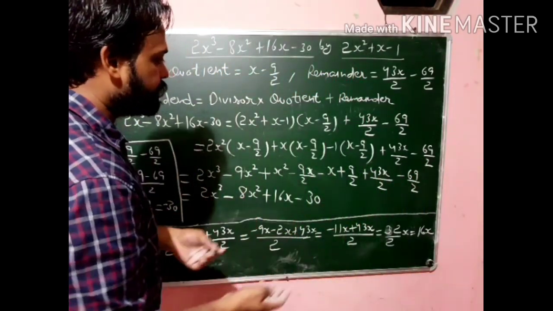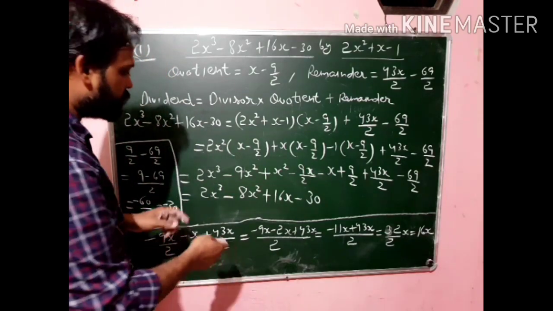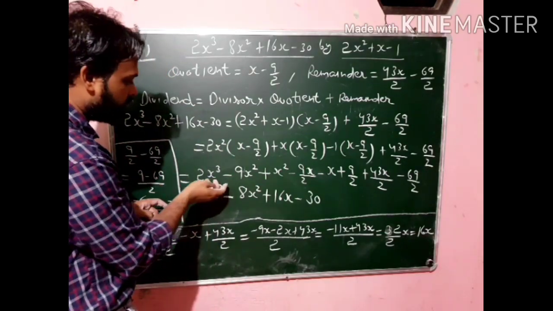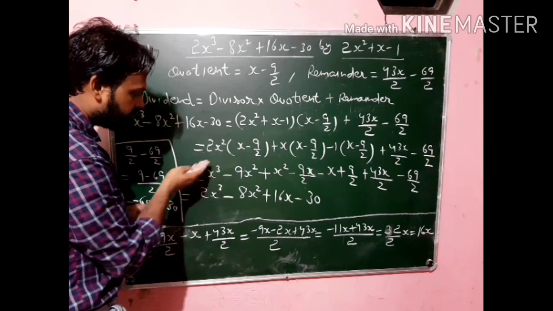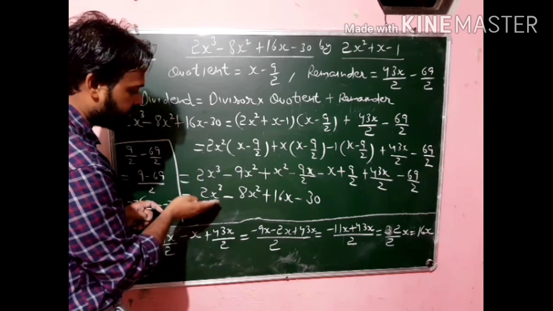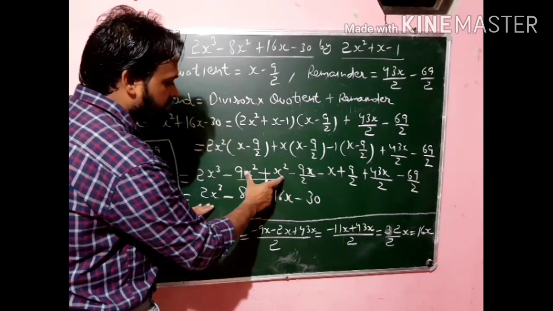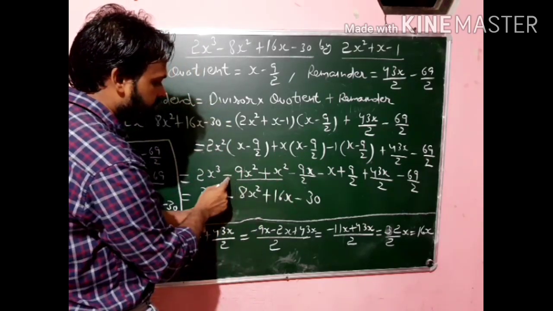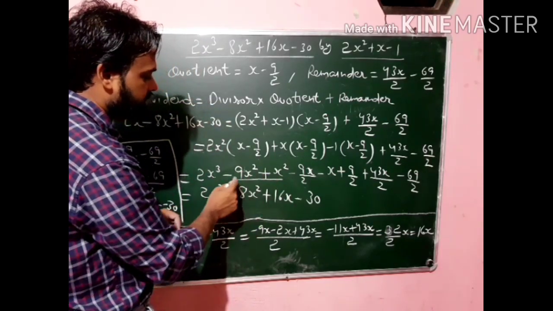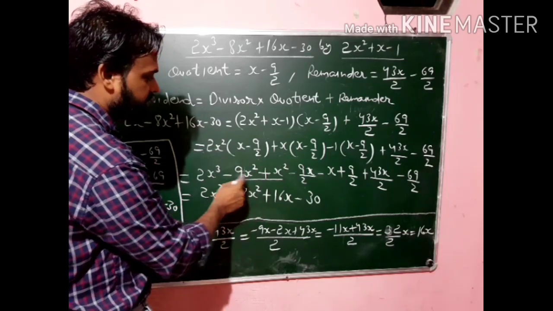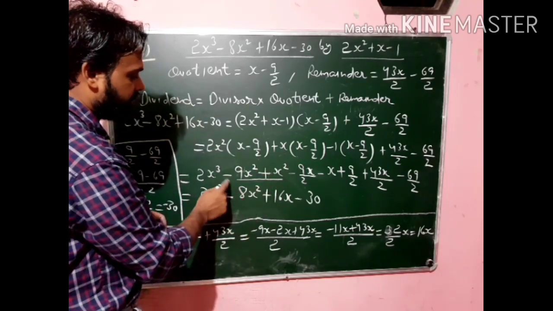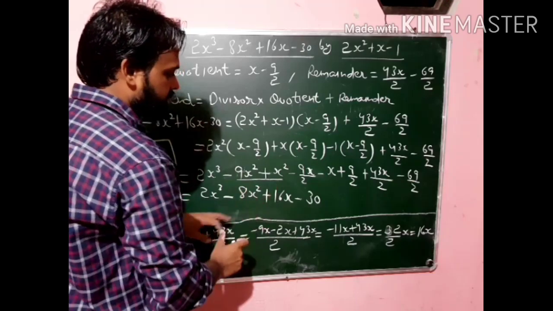Now see the next steps carefully. There is only a single 2x cube term, so write down 2x cube directly. Now you can see these two terms are of x square. This term has a minus sign and this has a plus sign, so plus minus is minus, and of course 9 minus 1 becomes 8, giving minus 8x square.